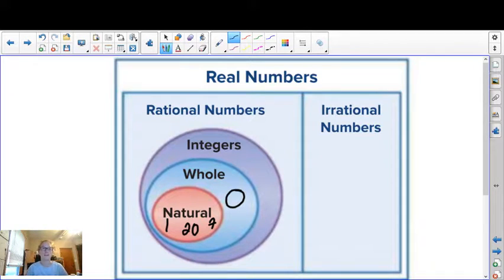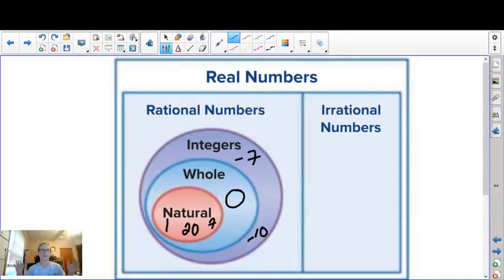Next, we move into integers, and those include whole numbers and natural numbers. They also include things like -7 and -10. So we start adding those negatives into it, and my zeros are terrible on this thing. They always kind of look like 6s.